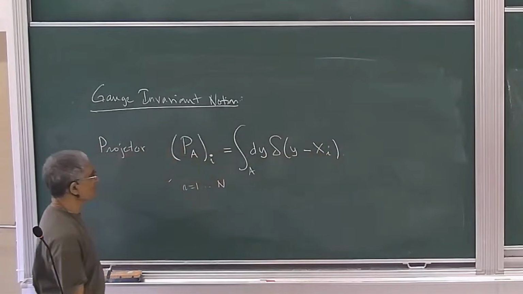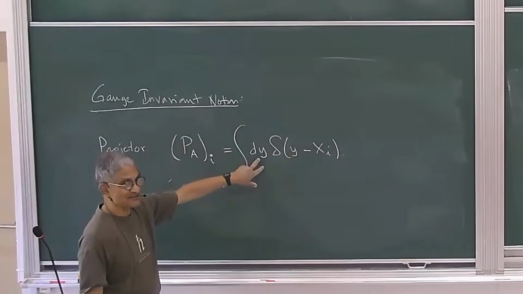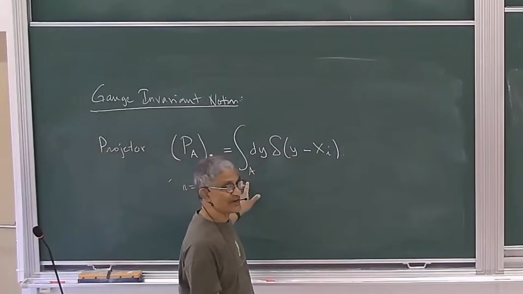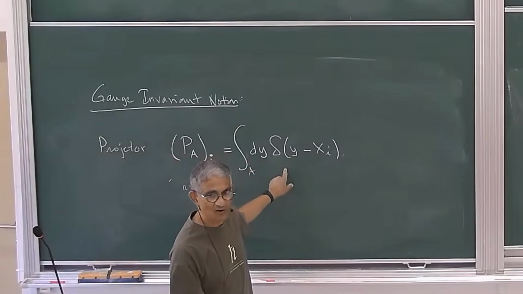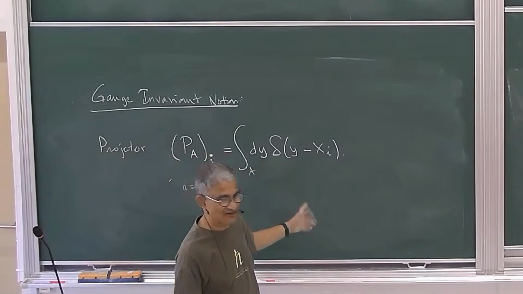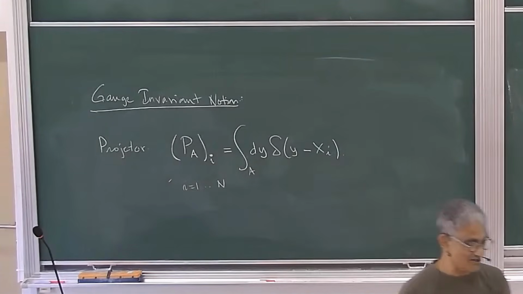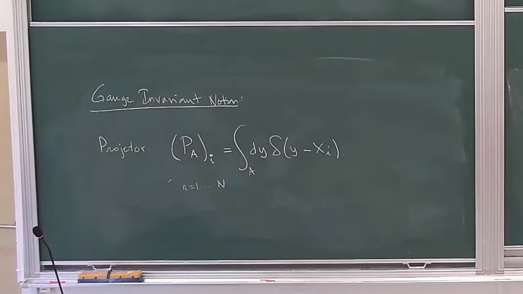So what does it do? This thing tests whether x belongs to A. Then this delta function is 1, otherwise it's 0. So it's like a theta function. It's called an indicator function, which is 1 in the interval, 0 outside.